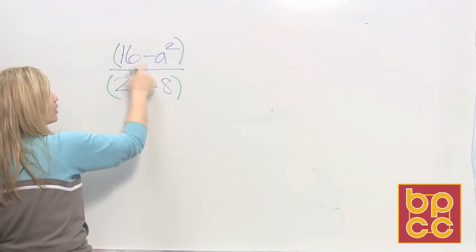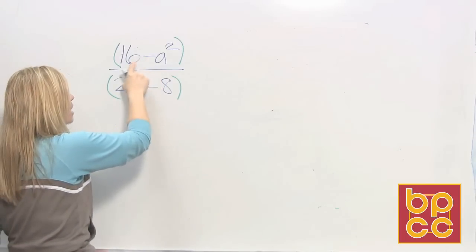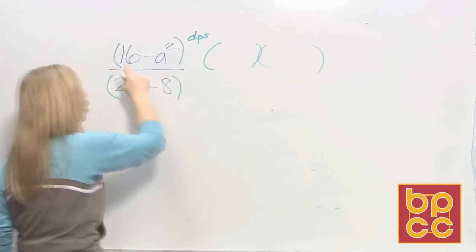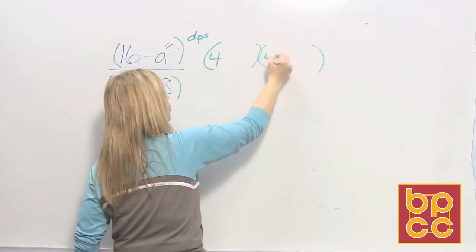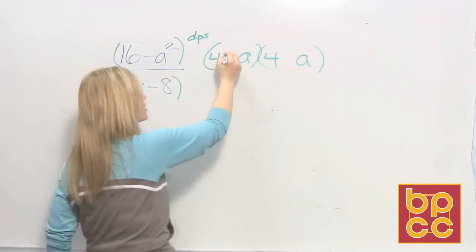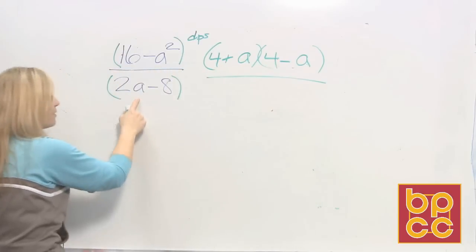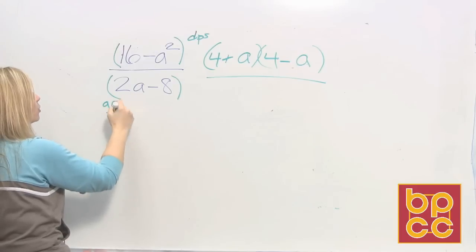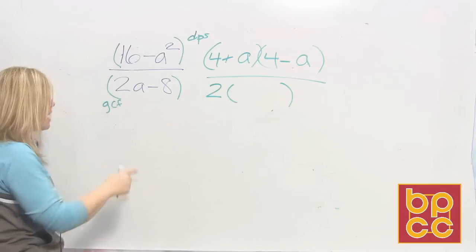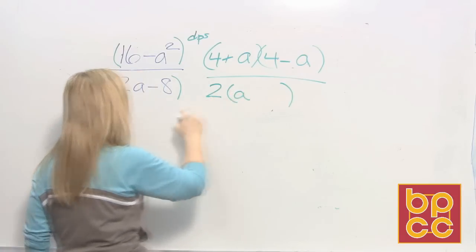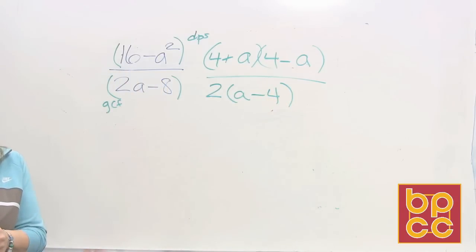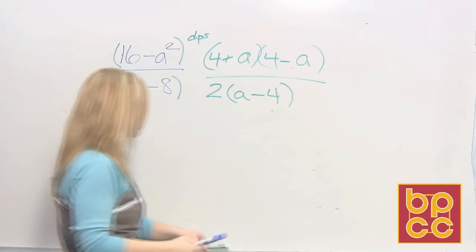So what rule of factoring are we going to use here? Oh, that's a difference of perfect squares, DPS. So we put 2 parentheses. What times itself is 16? 4. What times itself is a squared? A. What are our signs? Plus and minus. How do we factor the denominator? That's our GCF rule. What do they have in common? We can divide them by 2. What's going to be left when we divide? 2a divided by 2 is a. Negative 8 divided by 2 is negative 4. That's the factoring step.